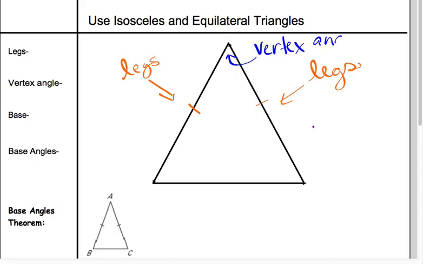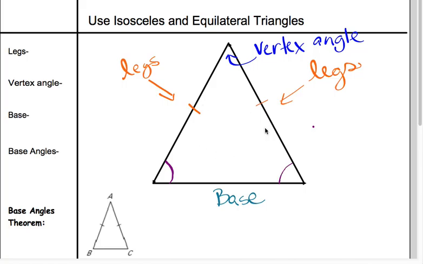Then you have the base. The base of an isosceles triangle is the third side. It is the side that is not congruent to the other two sides. And then you have base angles. The base angles are the congruent angles that are on the base of the triangle here.